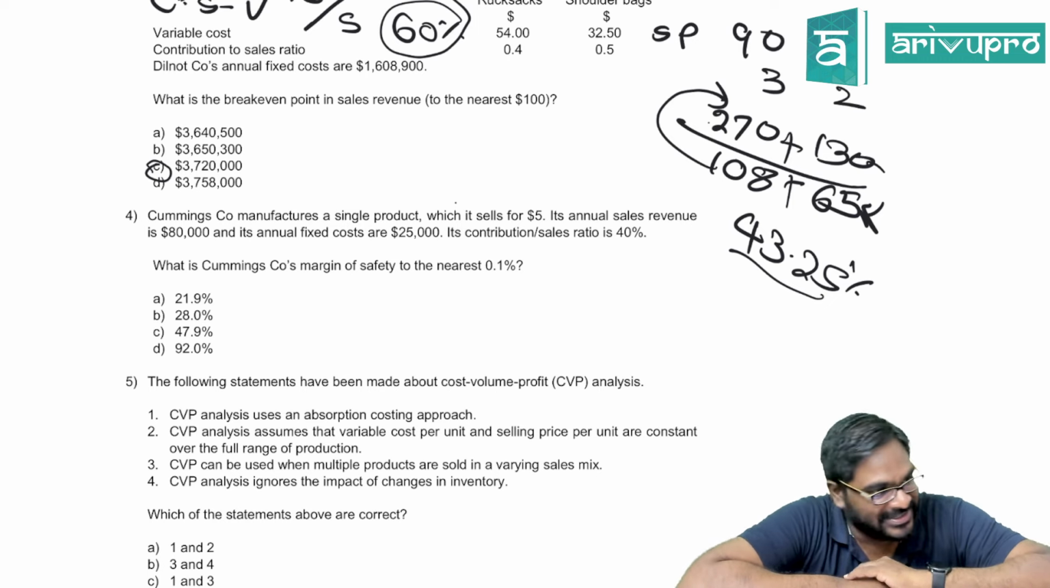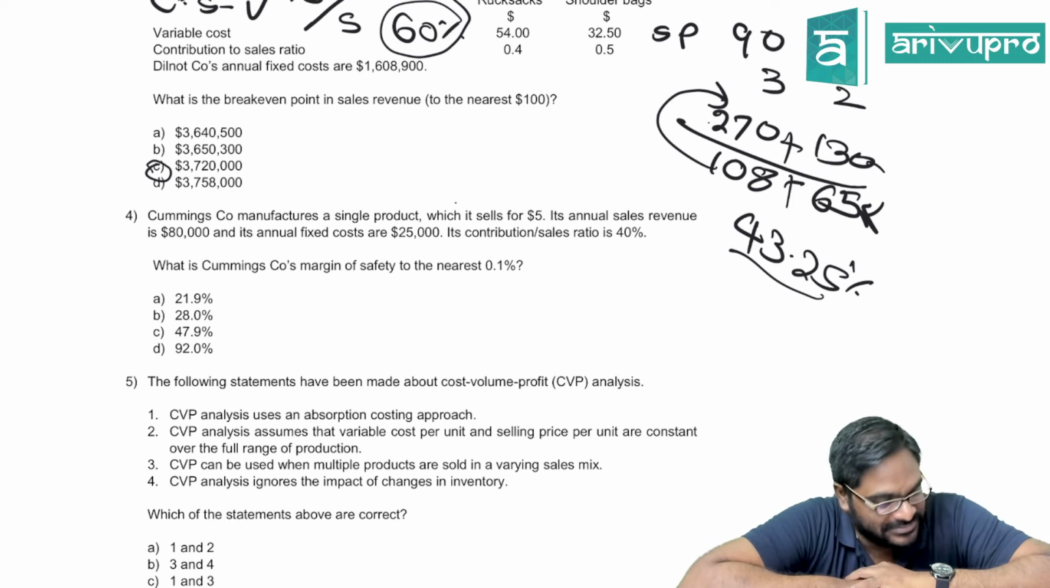Yes, Sidhu, can you explain how you did it? So we have 40% CS ratio, right? With that we can find the BEP sales: fixed cost divided by CS ratio is equal to BEP. From that we can find the margin of safety formula: revenue minus BEP sales, divided by revenue.